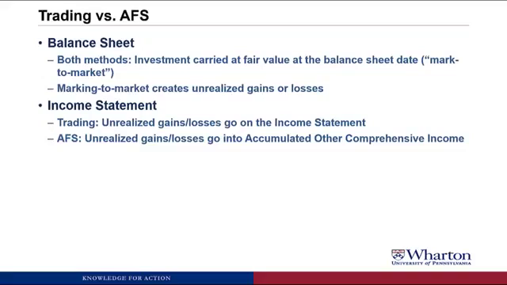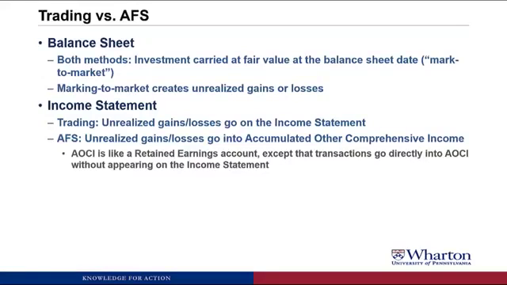So we're going to talk more about AOCI later on in the course, but we have to introduce the concept here because it is an essential part of this accounting treatment. So AOCI is like a retained earnings account. In fact, look, the words are sort of similar. Instead of retained, we say accumulated. Instead of earnings, we say comprehensive income, which sort of sounds like earnings. But the difference is that transactions go directly into AOCI without appearing on the income statement.